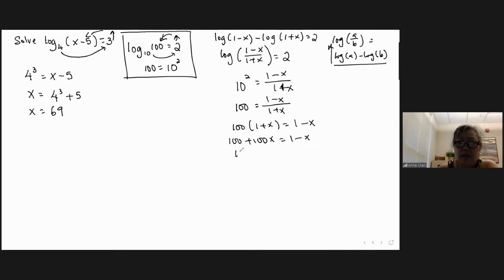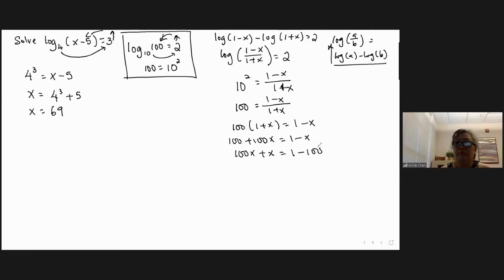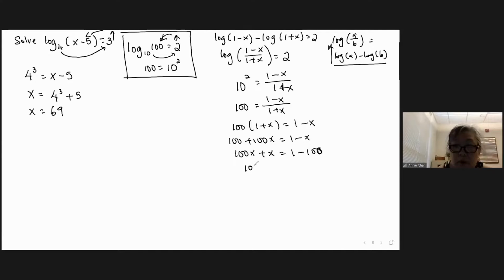And how do I do this? So it's gonna be 100x plus x equals 1 minus 100. Is everybody okay with this? Okay, if you're not, speak now or forever hold your peace. Everybody's good? Good. So let's clean this up. This is 101x equals negative 99. What is x? Negative 99 over 101.